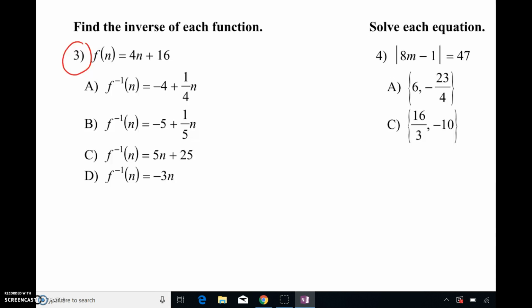All right, guys, so the first question you asked for was number 3, and it says to find the inverse. So to find the inverse, I'm first going to write this as y equals 4x plus 16. Instead of using f of n, I just used y. Instead of using n, I used x, but they're just variables, so that's okay. So to find your inverse, the first step is to switch x and y.